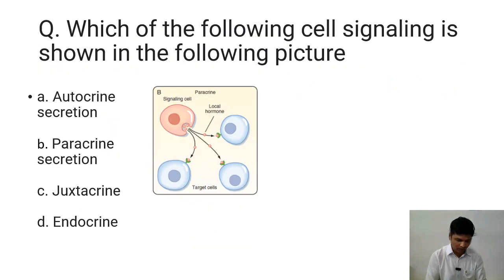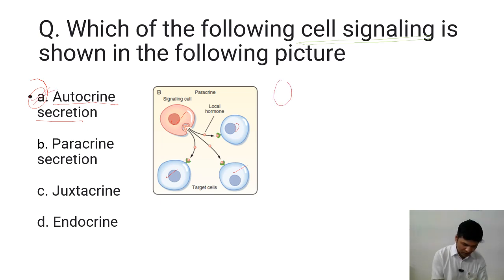Clear? Okay. Now, which of the following cell signaling is shown in the following picture? Okay, so here we have the cell signaling shown in the picture. You have different options. First option is autocrine. Here one cell is here, and another cell, another cell, another cell.